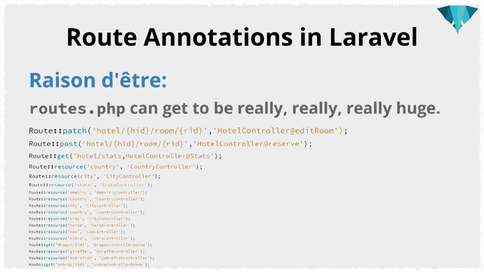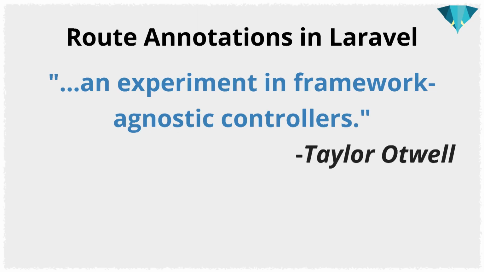And so I asked Taylor Otwell, I said, so tell me the history of route annotations so I don't get it wrong. And he said, it was an experiment in framework-agnostic controllers. And so, since Laravel belongs to the FIG, the Framework Interoperability Group, obviously they would like that you can use Laravel, but of course that you can also continue to use other frameworks and not have framework lock-in. So this makes the controller more portable.